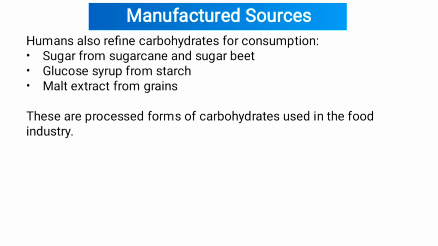Manufactured sources. Humans also refine carbohydrates for consumption. Sugar from sugarcane and sugar beet, glucose syrup from starch, malt extract from grains. These are processed forms of carbohydrates used in the food industry.